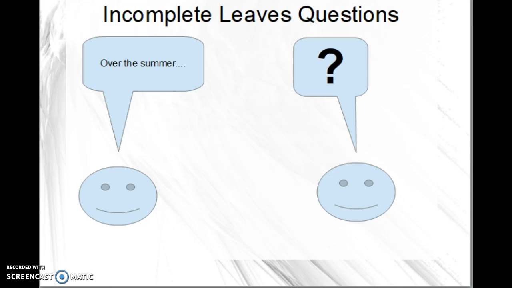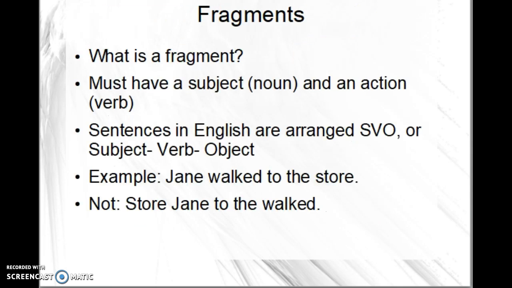So let's look at some examples of fragments. What is a fragment? A fragment is an incomplete sentence. It's missing one of these elements that we need. A complete sentence has to have a subject. That's something that the sentence is about, a person, place, or thing. And there also needs to be an action word. We need to know what happens with that person, place, or thing. Also, it needs to be arranged properly. In English, sentences are arranged in what we call an SVO order, or subject, verb, object.